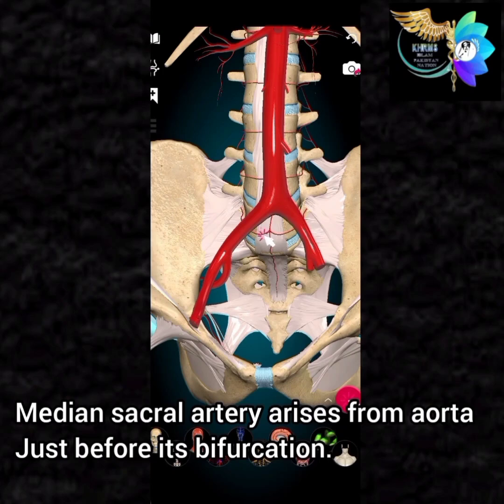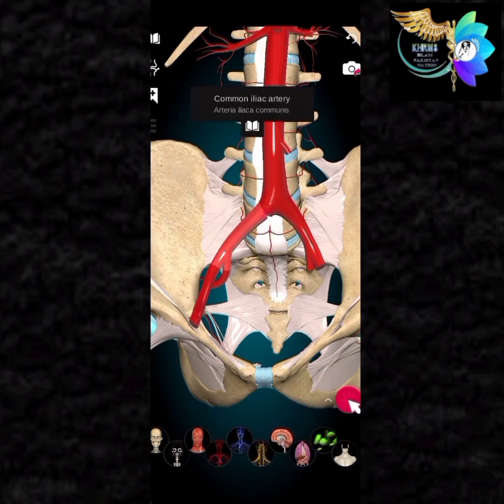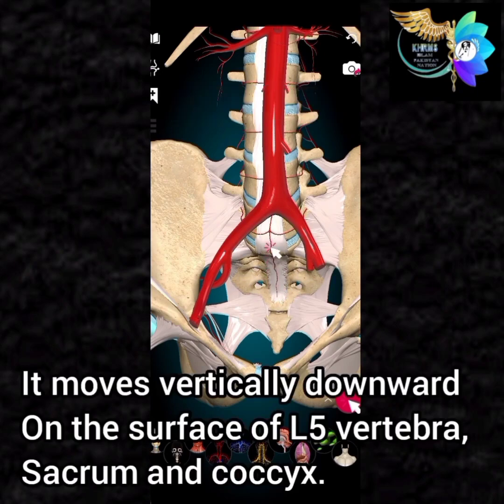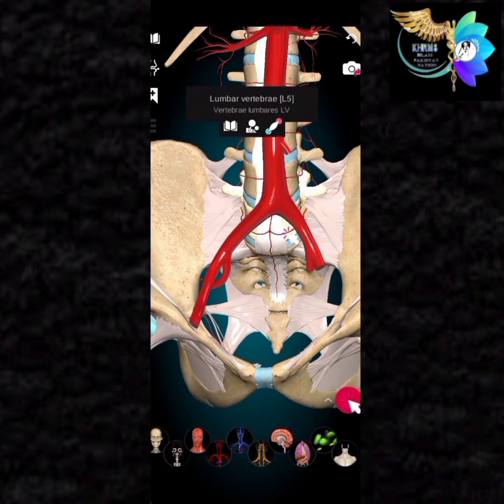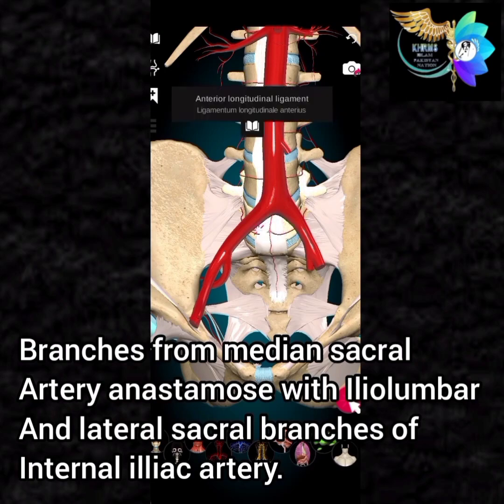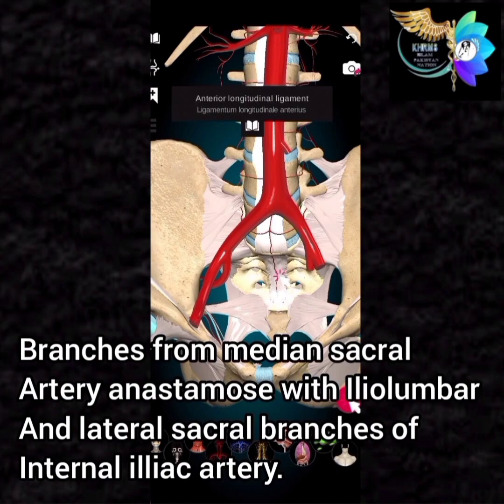Median sacral artery is the last branch of aorta that arises from it just before its bifurcation. It moves vertically downward on the surface of L5 vertebra, sacrum and coccyx. Branches from median sacral artery anastomose with iliolumbar and lateral sacral branches of internal iliac artery.